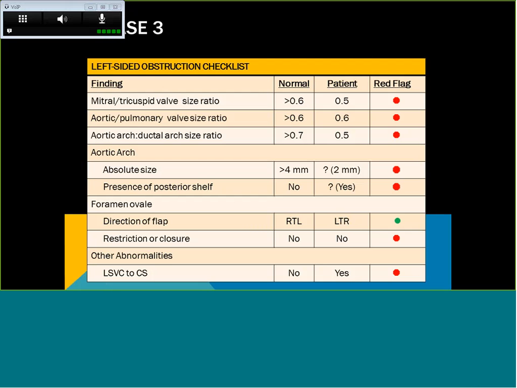So there's a double SVC in this case? It's a double LSVC, yeah. So you have a right and a left. The left connects behind the heart to the coronary sinus.